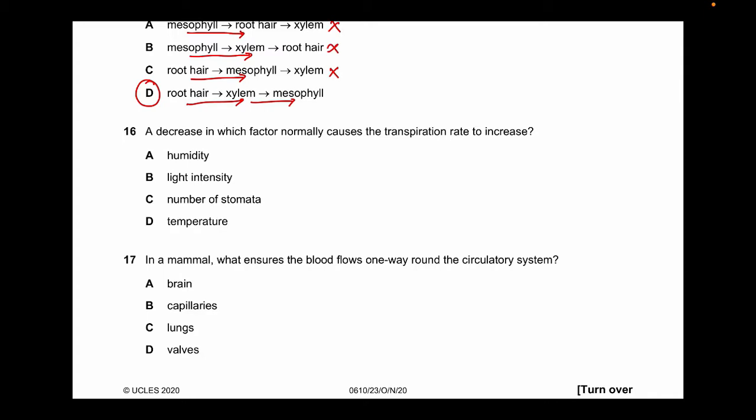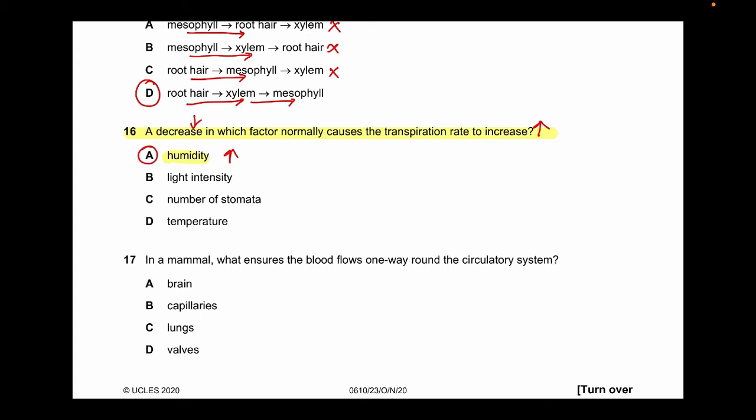Question 16. A decrease in which factor normally causes the transpiration rate to increase? So the factor must decrease and the transpiration rate must increase. We know a decrease in humidity causes the transpiration rate to increase. So option A is the correct answer.